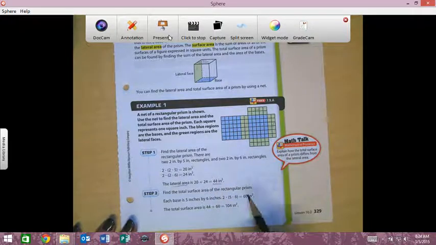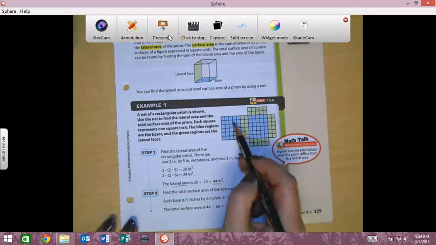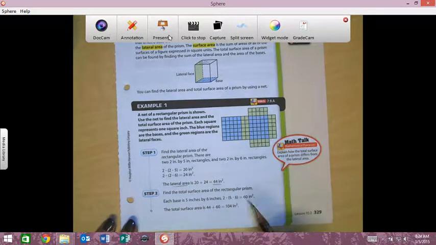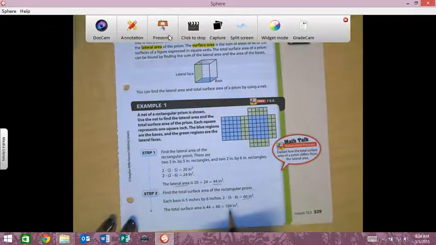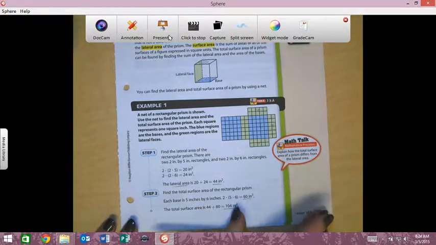Then you need to find the surface area of your bases. Now our bases are the blue ones, remember? So we would do 5 times 6, which is 30. And because we have 2 of them, we're going to multiply it by 2, which is going to give us 60. So that's just our bases. So now we have to add our faces to our bases. And when we do, we end up getting 104 square inches.